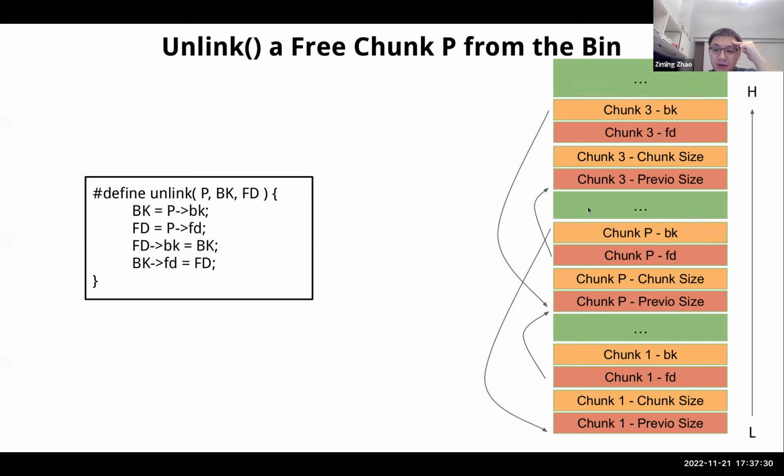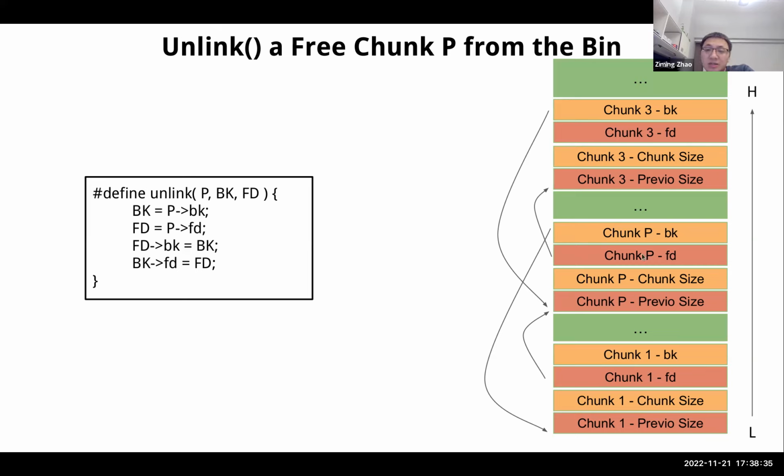So we have 3 chunks here. The bottom is low address, top is high address. We have 3 freed chunks in this case: chunk 1, chunk P, and chunk 3. So chunk 1's forward points to where chunk P is, right? And chunk P's forward points to the next one. They are not physically adjacent. They are just adjacent in the double list. So chunk P's forward pointer will point to the next chunk, which is chunk 3. And chunk 3's backward will point to chunk P. And chunk P's backward will point to chunk 1. So we have 6 pointers here.